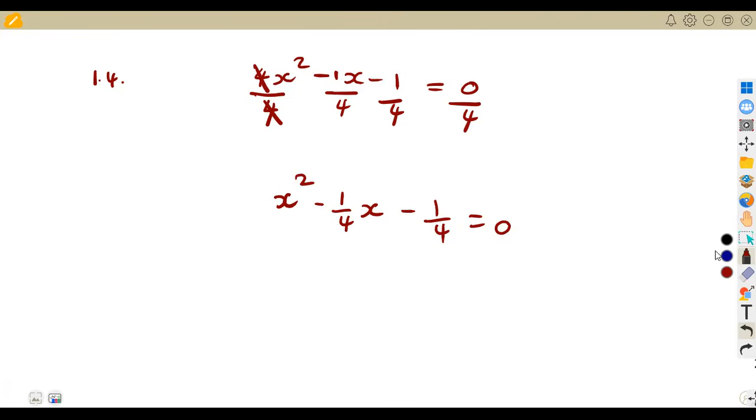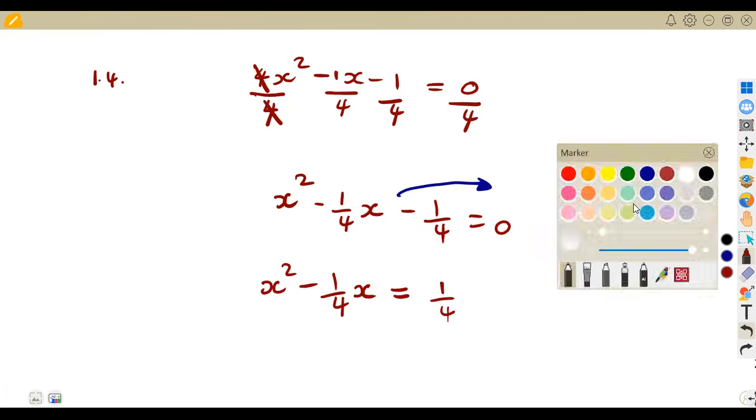By completing the square, we are going to transpose the constant to the other side of the equation before we complete the square. So that will be x squared minus 1 over 4 x, and the minus 1 over 4 to the other side will be a positive 1 over 4.